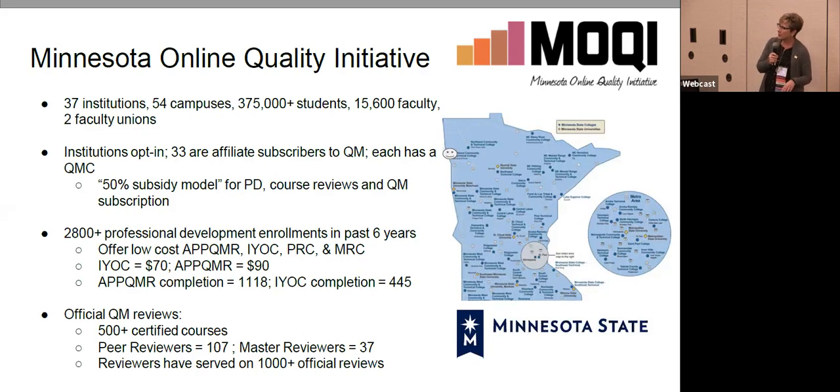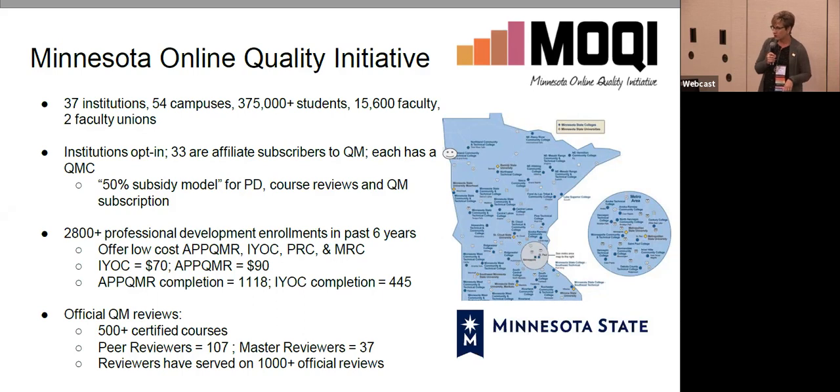So you can see on there, we have a number of 2,800 professional development enrollments over the past 6 years. That includes APP, IYOC. We also do that 50% match thing with the PRC and the MRC, so that institutions that want to grow a peer reviewer pool or master reviewers don't necessarily have to find funding for all of it. So you can see our cost is about $70 for the IYOC, APP, that's the full cost. And so an institution can then send, for instance, somebody to IYOC for $35. So that helps to offset some of the cost, pay the facilitator a little bit, and move on.